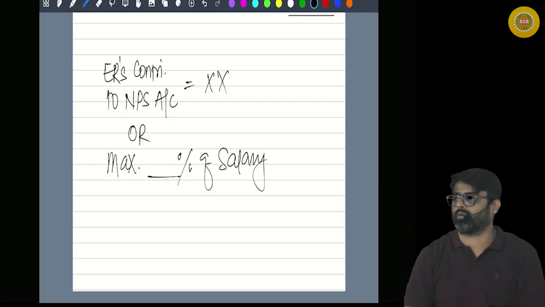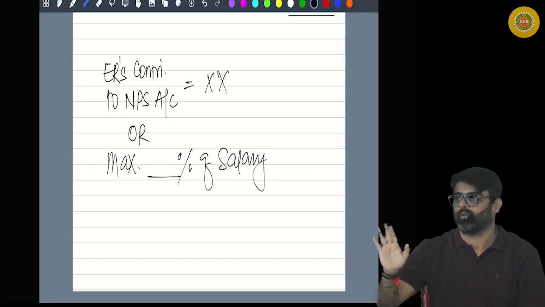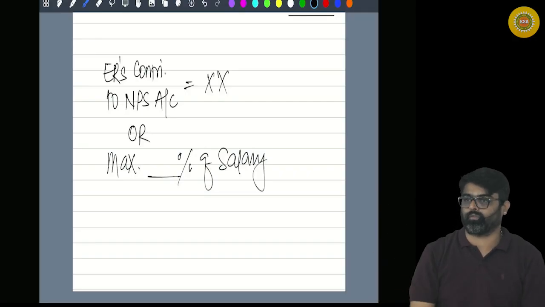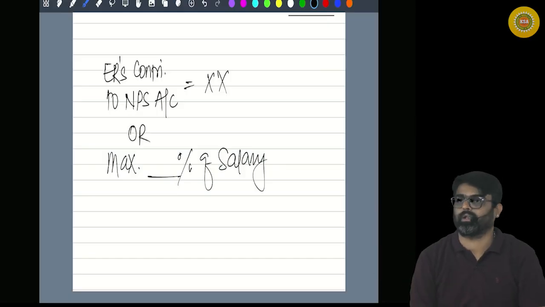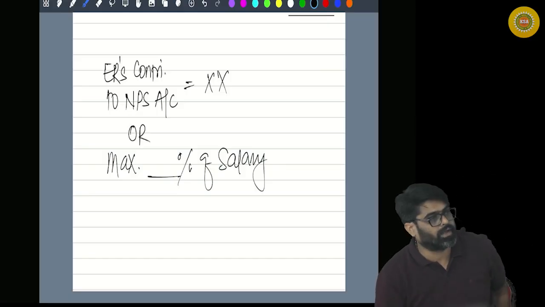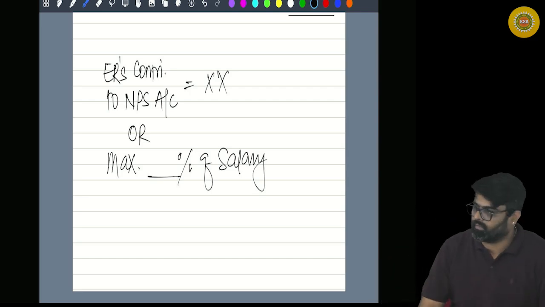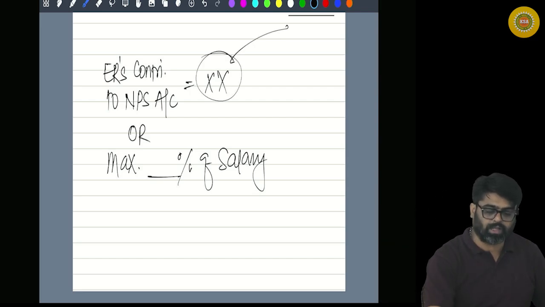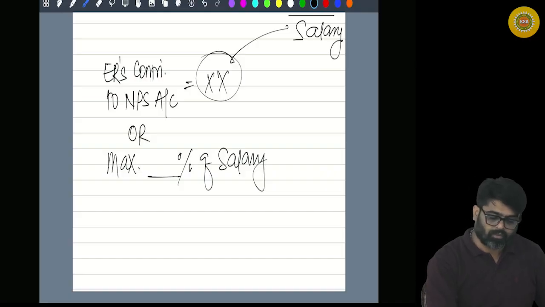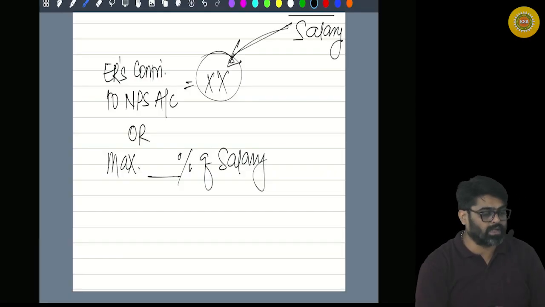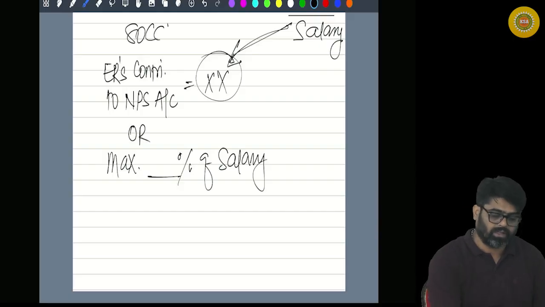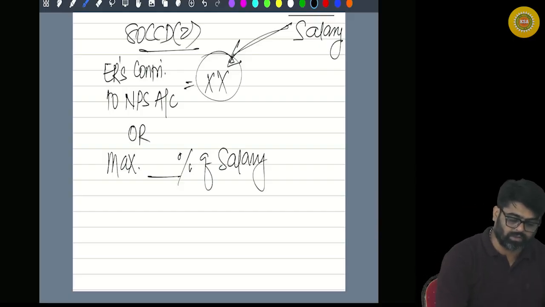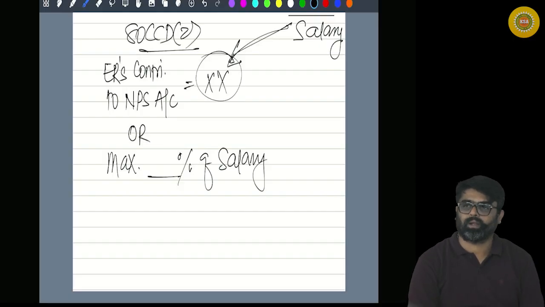What if you are a non-government employee? Not following 115 BAC, 10% of your salary. Yes or no? And following 115 BAC, then you will also get 14% of salary. Will you remember? But first, this amount you are supposed to show taxable under the head salary. First this will be your salary, and from there you are going to take it as a deduction under section 80CCD2. Yes or no?